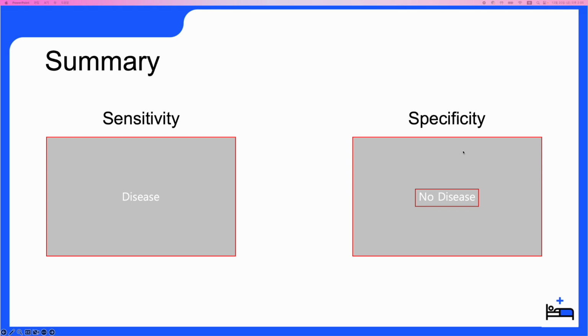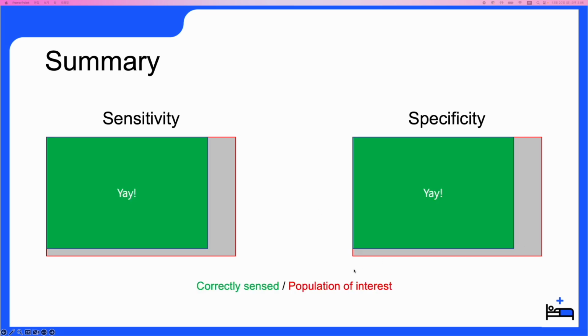So to summarize, we looked at a more intuitive way of remembering sensitivity and specificity. These two go through the exact same process of calculation, sensing the population of interest, with sensitivity trying to sense people with the disease, and specificity trying to sense the population with no disease. All we want to do is find the proportion of this correctly sensed green zone. That will be the end of this video.